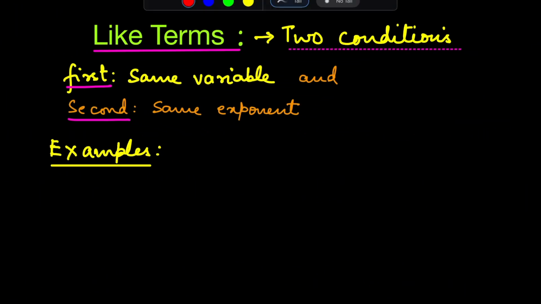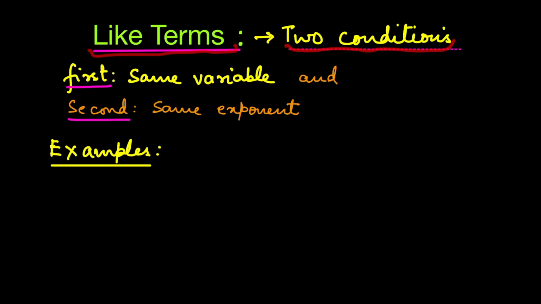Now we studied the polynomials further. So in this we will start with the like terms. So what are like terms? It has two conditions. First, the two terms should have the same variable. The second is also a must: they should have the same exponent.